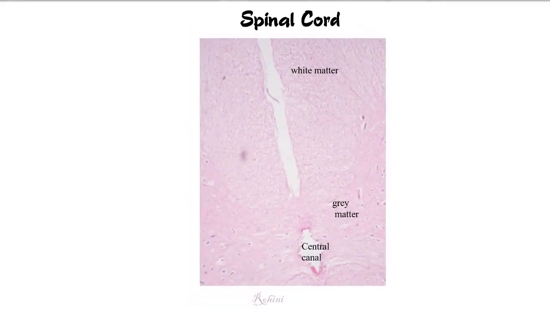This slide can be easily identified by the typical appearance of H-shaped gray matter with the central canal.